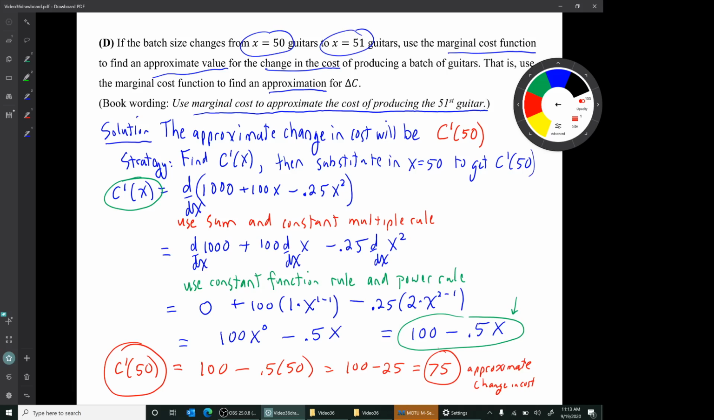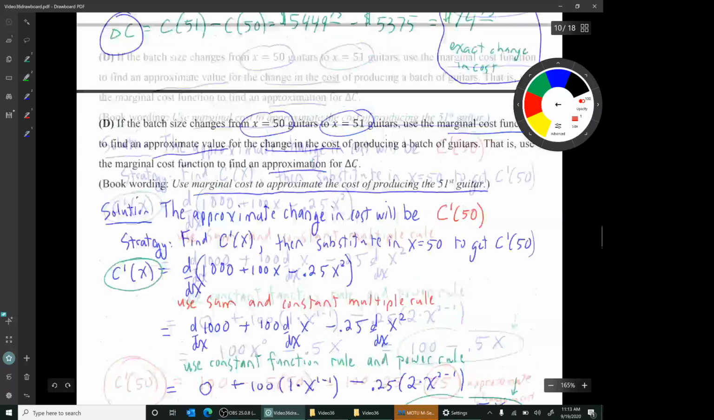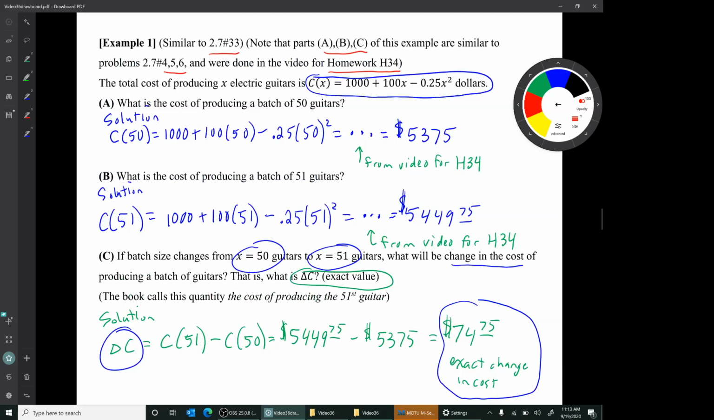And the thing is, the approximate change is so close to the exact change that it's very useful. And also you have to realize, where would the exact change in cost come from? Well, the exact change in cost came from using this cost function. Where would a cost function like that come from?